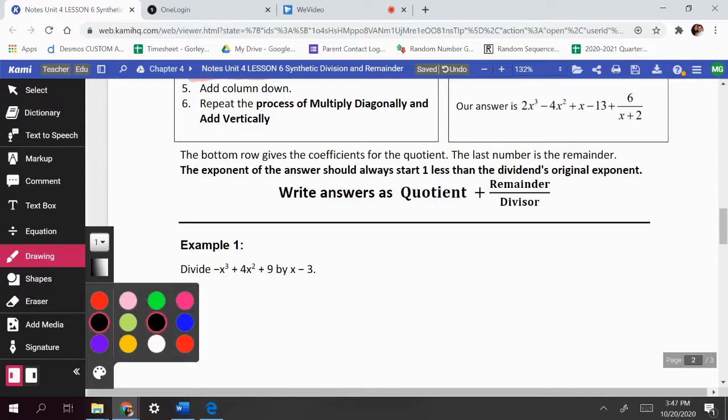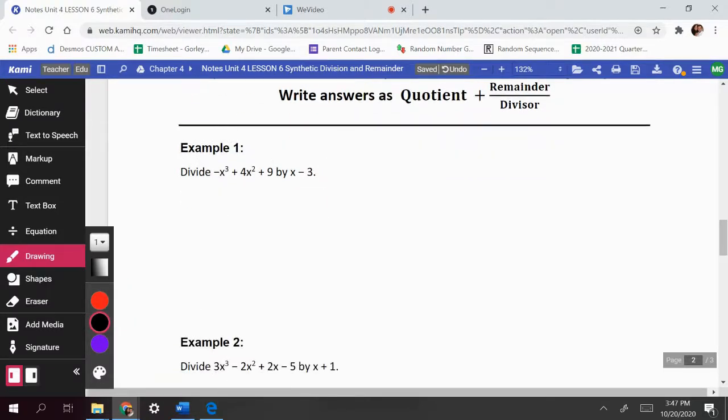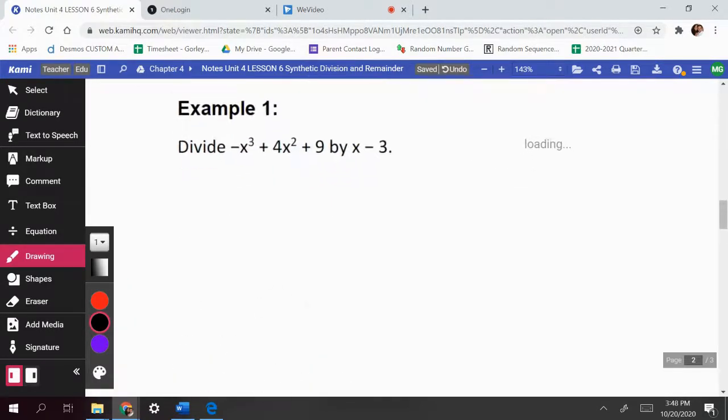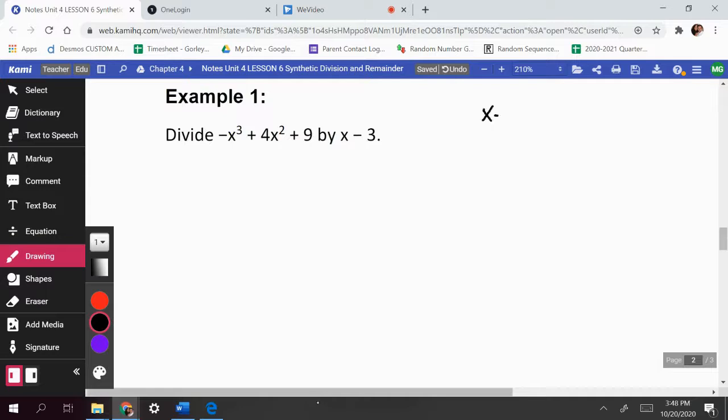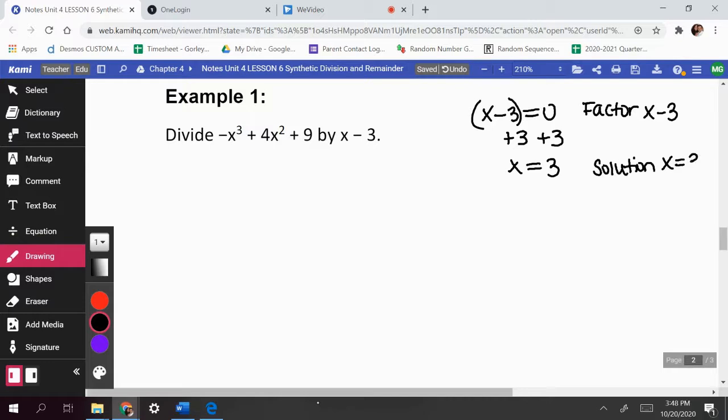So in this first example, I'm dividing by x minus 3. So I'm going to set x minus 3 equal to 0 and solve. If my factor is x minus 3, then what's my solution? My solution is 3, right? If the factor is x minus 3, then my solution is x equals 3. See how it's almost opposite? That's just weird. But that's going to be the number that goes outside.